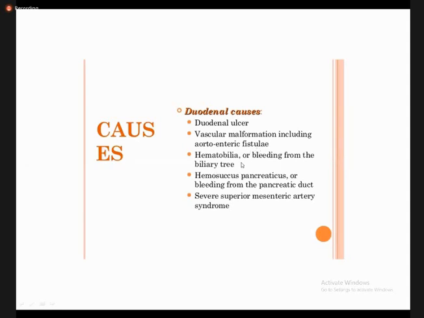Then again, hemobilia. It is called a bleeding from the biliary tract. The ampulla of Vater, which opens into the second part of the duodenum, if you see blood from that, then we label it as hematobilia or hemobilia. Then hemosuccus pancreaticus is bleeding from the pancreatic duct. Again, this bleed is from the ampulla of Vater, but it is coming from the pancreatic duct. Then superior mesenteric artery syndrome, it is a rare cause.